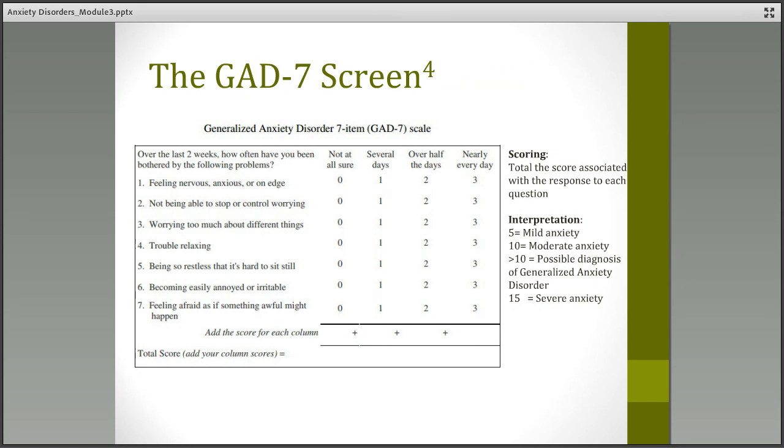Let's take a look at the screening tools. First, we'll review the GAD-7 screen. As you can see, the tool has 7 straightforward questions and answers with different score values for each. The scores are easily tallied into a final score. The table at the right side of the slide explains how the tabulated scores should be interpreted. For example, a score of 10 or higher can indicate a possible diagnosis of generalized anxiety disorder. Any scores above 5 should be followed up, as even mild anxiety may present problems for a patient.